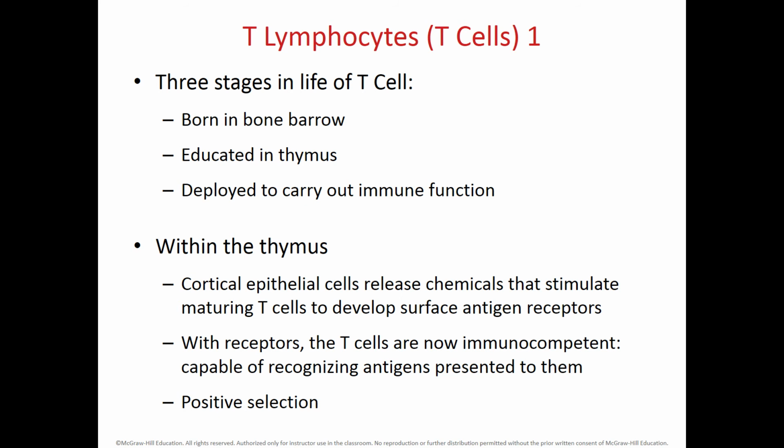And then the training of the T cells in the thymus will be characterized by the release of chemicals that stimulate these T cells to mature when they are exposed to an antigen. Depending on the type of antigen they get exposed to, they will be positively selected or negatively selected. With the receptors they have on their surface, the T cells will be capable of recognizing antigens presented to them, and then they will be positively selected.